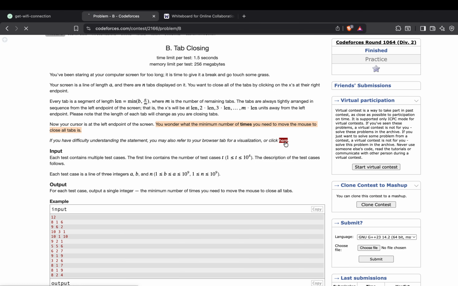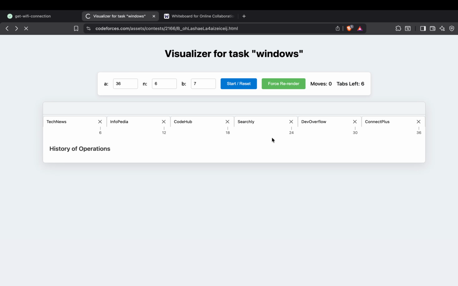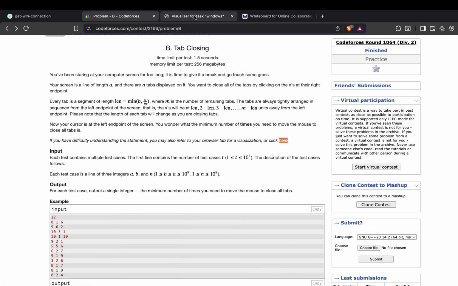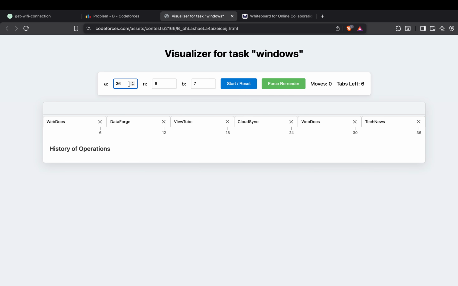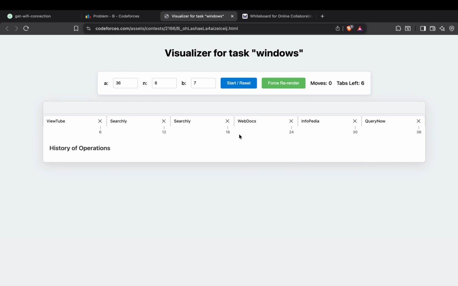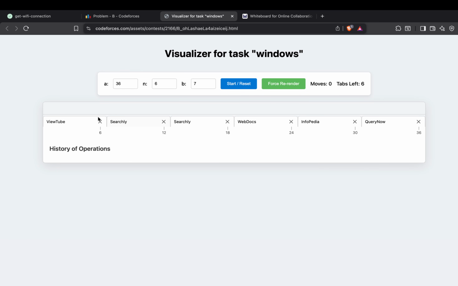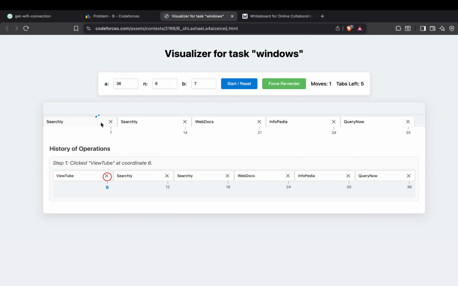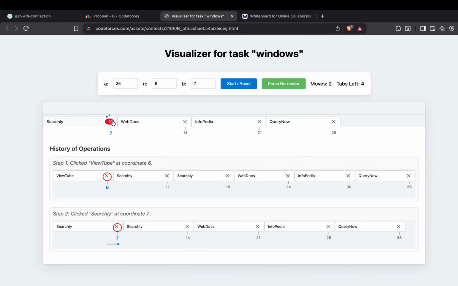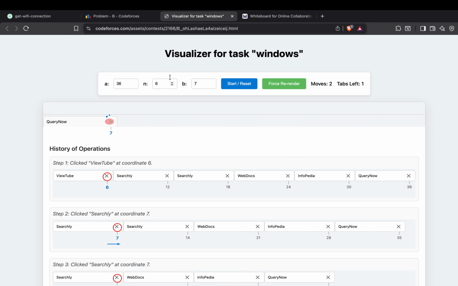Okay, so there is a visualizer given here. We can use this to understand the problem. Let's say the size of A is 36 and there were 7 tabs. Okay, so how would it look? This is it. There are 7 tabs. If we keep closing from the left, currently our mouse pointer is at the left end. Now one operation moves to the leftmost tab. Now the tab switches. Again an operation. Now we can cross all the tabs.